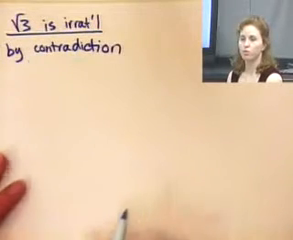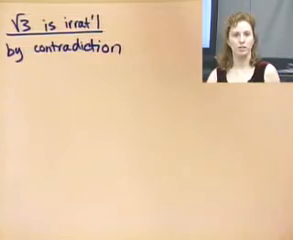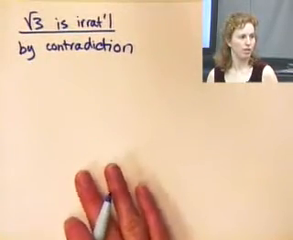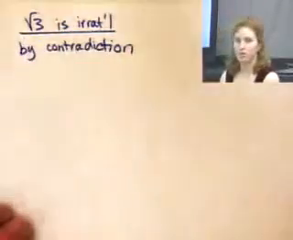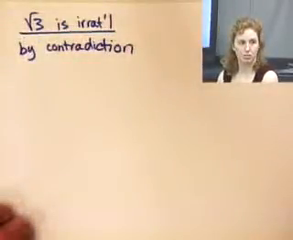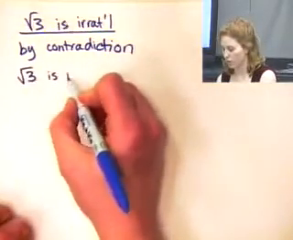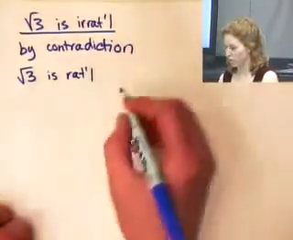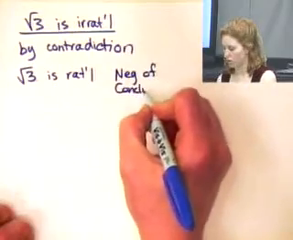So what do you do with proof by contradiction? Negate the conclusion. I don't actually have any givens in this particular problem, so we just have the conclusion and we're going to negate it and start with that. So what's the opposite of saying that square root of 3 is irrational? Rational. So my negation of the conclusion is square root of 3 is rational. And I'm going to write an abbreviation for rational. And I'm going to put negation of conclusion.